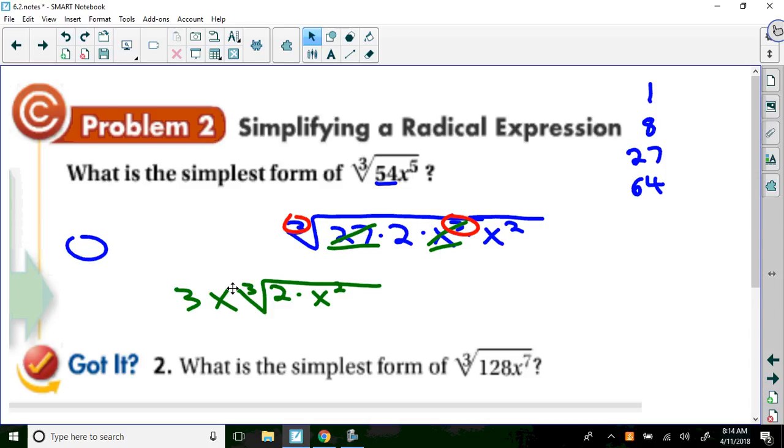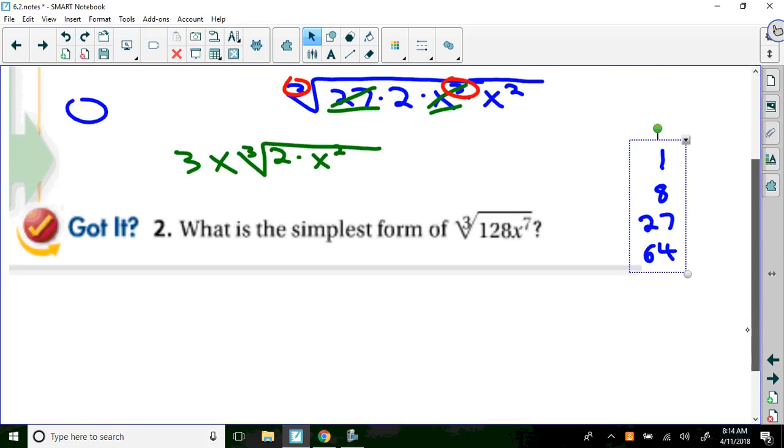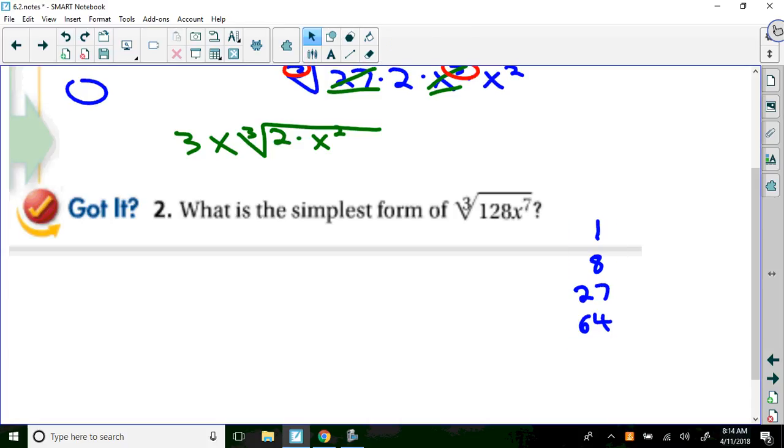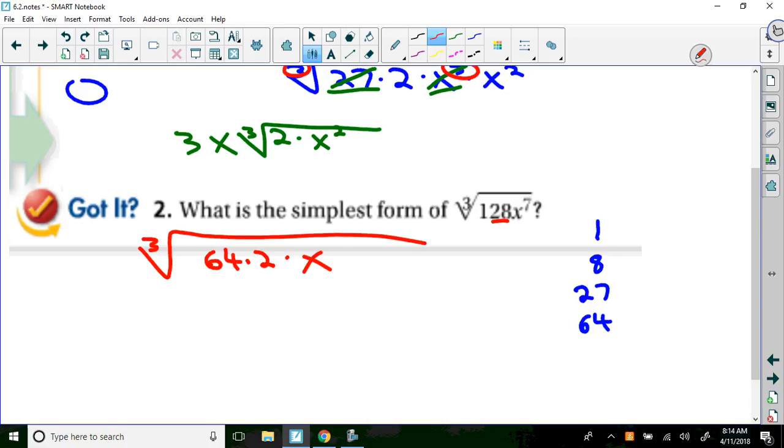Good. All right. Well, we got our little list of perfect cubes. Let's see if that'll help us on the Göttingen. Can we rewrite 128? It's 64 times 2. How are we going to rewrite the x to the 7th? Our index here is 3, so x to the 6th times x, right? All right, so the cube root of 64 is what?